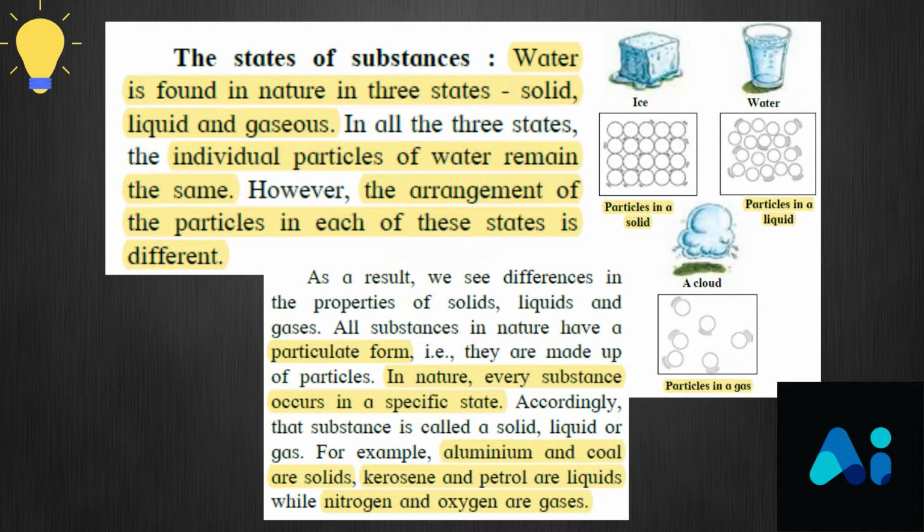So all the substances in nature have a particular form, and every substance that occurs in nature has a specific state. For example, solid state would be aluminum and coal. Liquid state could be kerosene, petrol, as well as water, and nitrogen and oxygen are examples of gases.